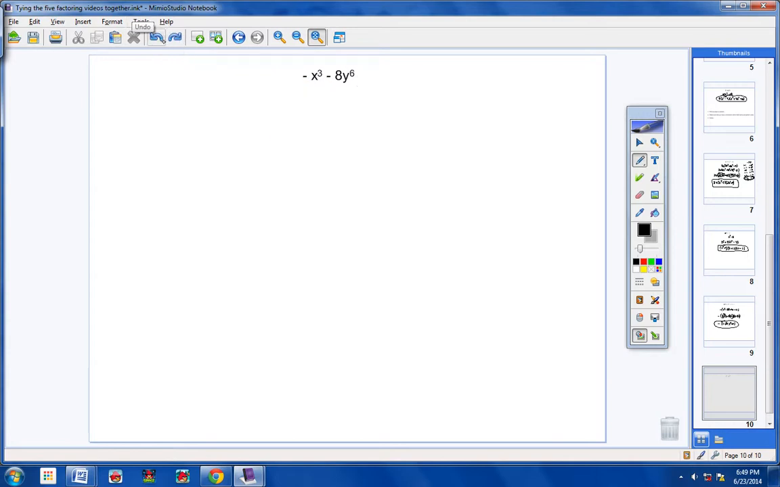The one thing I do want to do, though, is factor out a negative sign because my first term is negative. So I'm going to pull out a negative sign, and that leaves me with x cubed plus 8y to the 6th. Okay? Now, are we left over with a trinomial? No. Are we left over with a 4-term polynomial? No. We're left over with a binomial. Anytime you're left over with a binomial, you see if you have perfect squares or perfect cubes. Well, we definitely don't have perfect squares because you could never take the square root of x cubed. However, we do know the cube root of x cubed. The cube root of x cubed would be x, because x times x times x is x cubed.